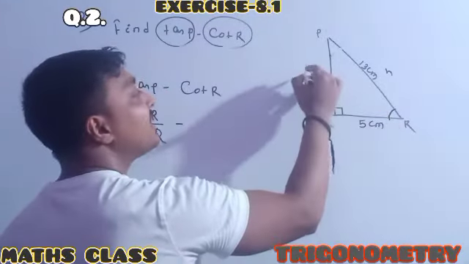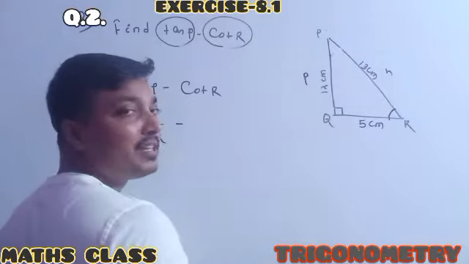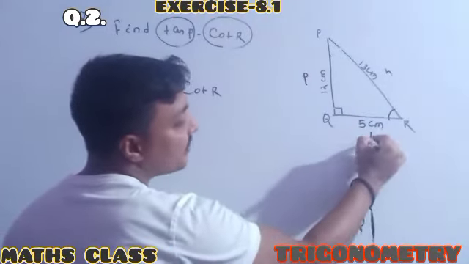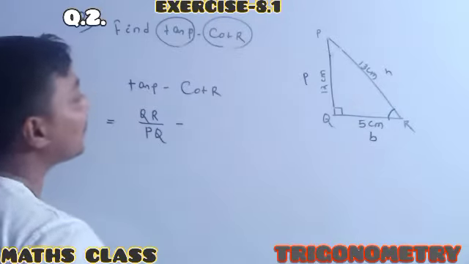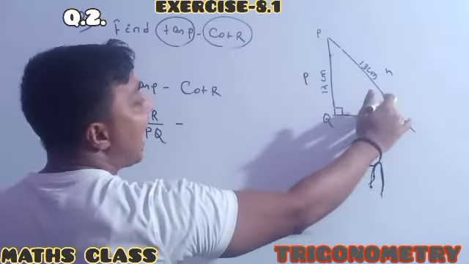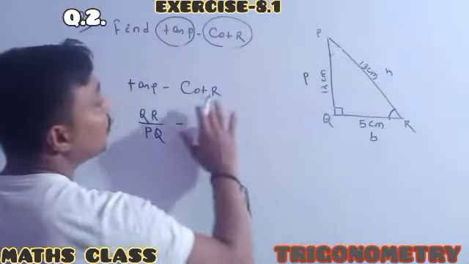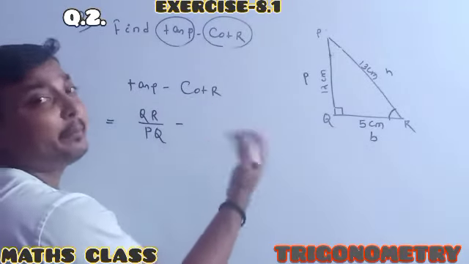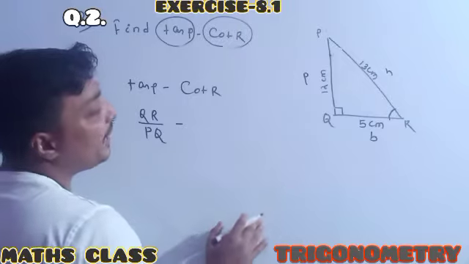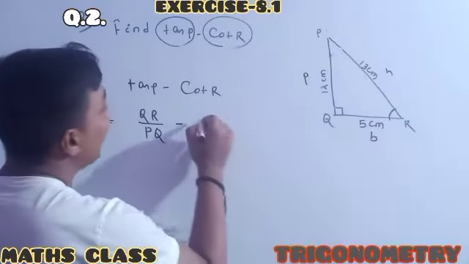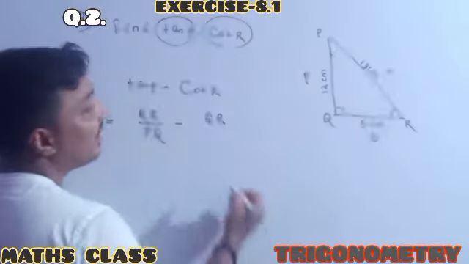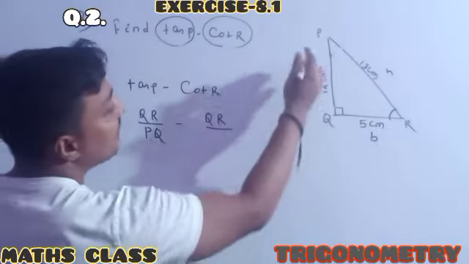See, whenever I consider the trigonometric ratio cot with respect to our acute angle R, for angle R this one is the opposite side, which is P, and this one is the adjacent side, which is B. For angle R, cot means B by P. So B is QR, and P is PQ.